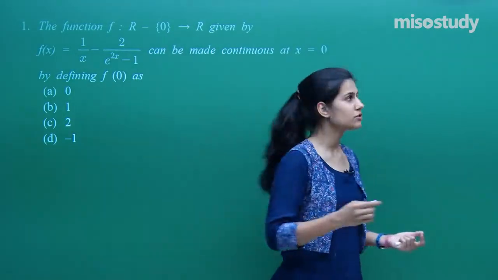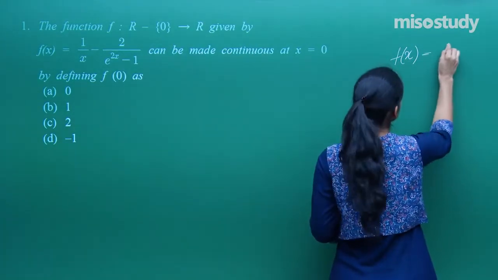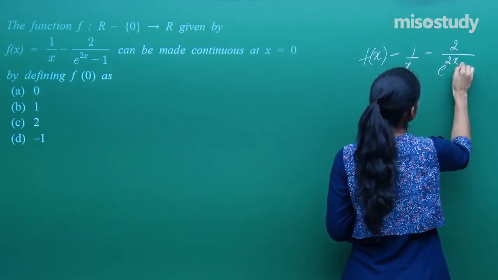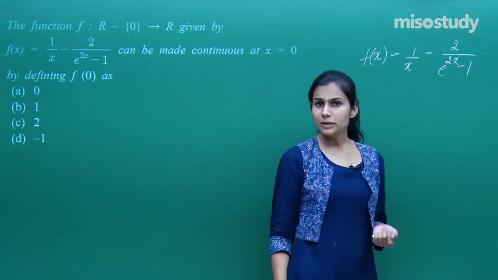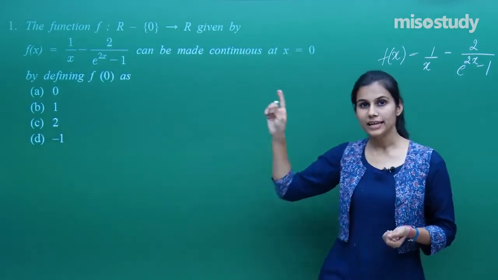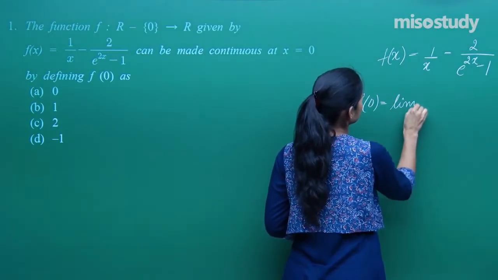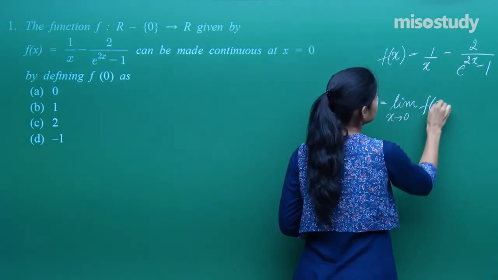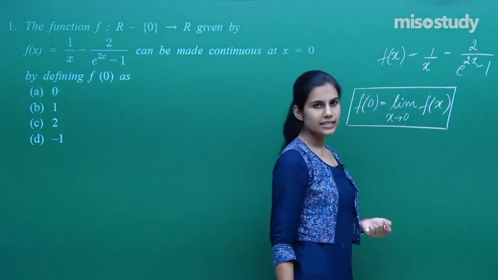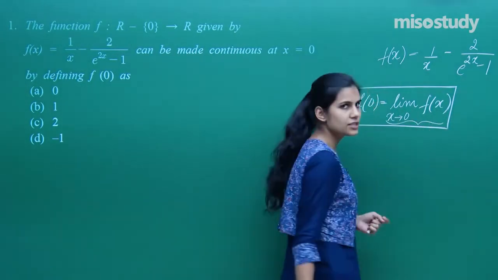So basically, f of x is given to you as 1 upon x minus 2 upon e to the power 2x minus 1. You can make this function continuous at 0 by defining f of 0 as what? f of 0 should be defined as limit x tends to 0 f of x. If this happens to be true, in that case I can say that the function f is continuous at x equals 0. But for this we need to first compute limit x tends to 0 f of x.